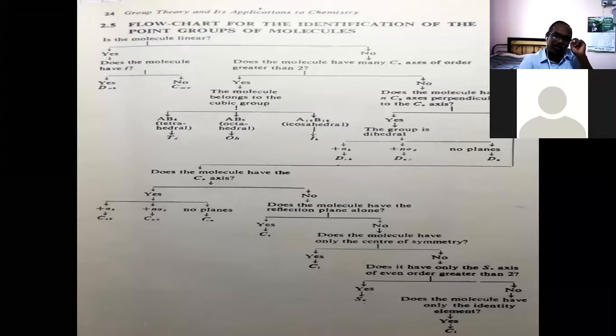This flow chart is available on the 24th page of the group theory book by Dr. K.V. Raman. If you want this flow chart, I will take a snap and post it in the Google Classroom. You write down the flow chart and try to find out the point groups of the various molecules given. After 8 minutes or more, I will take some molecules and explain how to find the point group of the molecule. So in 7 minutes, first take down this flow chart. I give you some time, take down this flow chart, and then try to find the answers for the molecules which I am going to show you now.